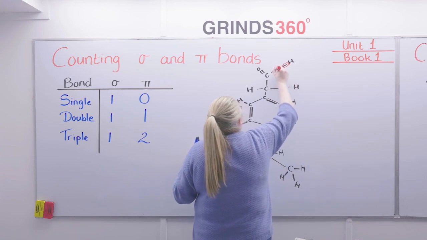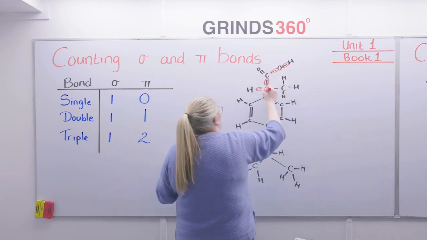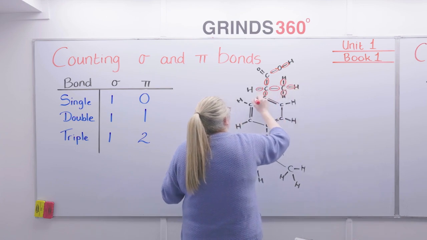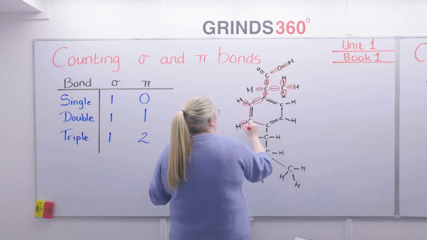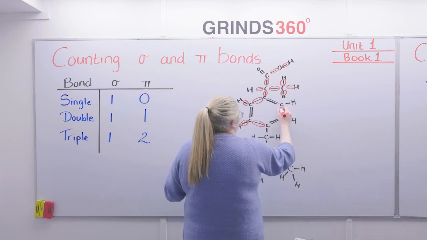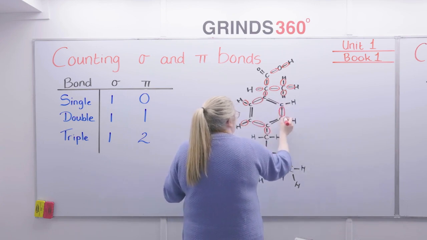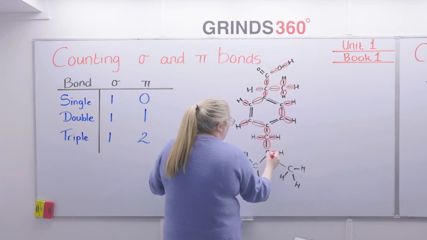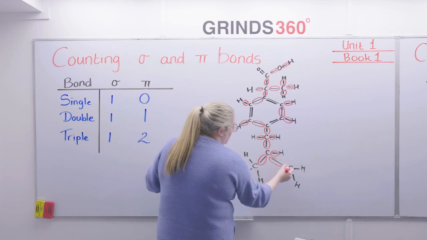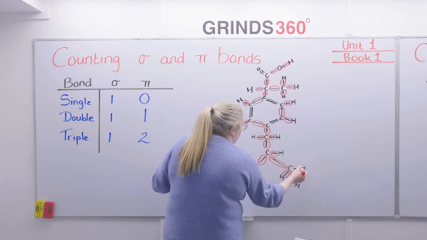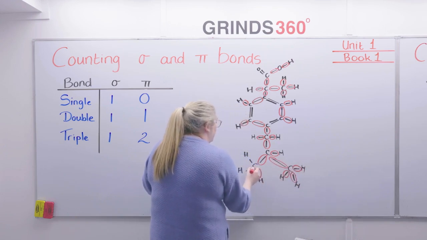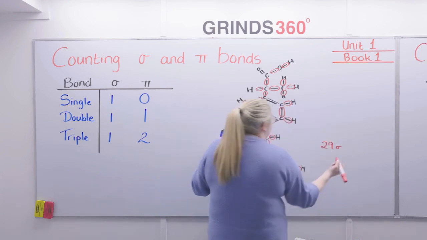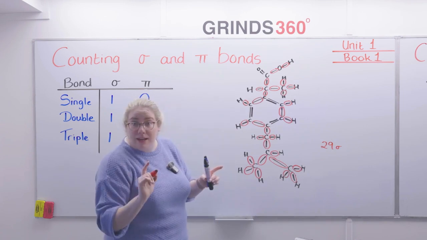So I have 1, 2, 3, 4, 5, 6, 7, 8, 9, 10, 11, 12, 13, 14, 15, 16, 17, 18, 19, 20, 21, 22, 23, 24, 25, 26, 27, 28, 29. Now I'm just going to write down 29 sigma from the single bonds because if I start talking, I'm going to forget how many that was.